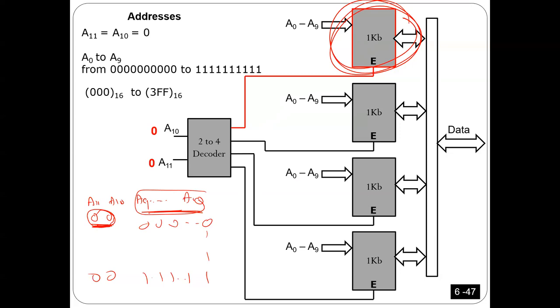The addresses I have are from 000 until 3FF here. Remember, I have 4K memory. That means the range of addresses I have is from 000 all the way until FFF. This is the whole range because I have 12 bits. This is for the whole system, for the 4K bytes. I should have 12 bits until here.